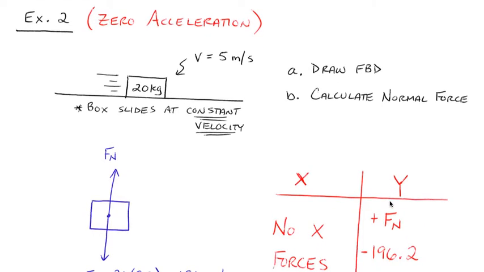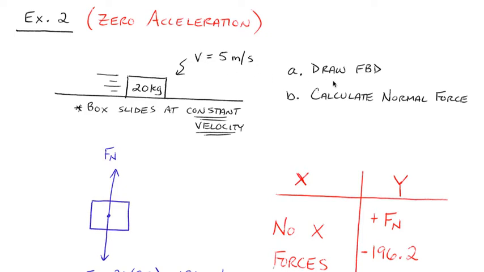There's a second example where we can have zero acceleration, and that's cases where something's sliding at a constant velocity. And I find that trips up students the most. They see constant velocity, they realize it's moving, and they start to get confused. You just have to realize constant velocity means there is still zero acceleration. There's no difference in analyzing this problem than there was in the previous example. So in this case, we have a 20 kilogram mass box. It's moving at a constant 5 meters per second.